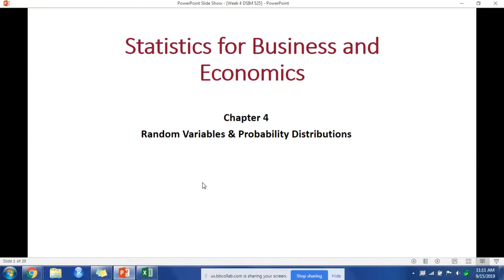This is week 4 in DSIM 525. We are going to cover random variables and probability distributions. These are important to our future analyses, in particular, verifying assumptions of other models we're going to learn. The most important distribution is the normal distribution, but we're going to talk about a few others today.